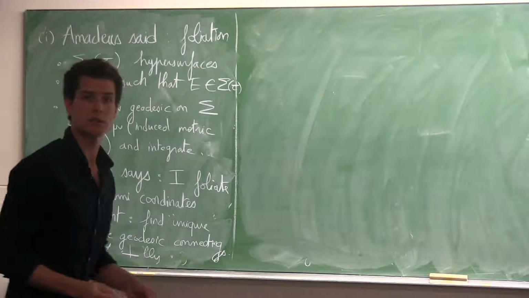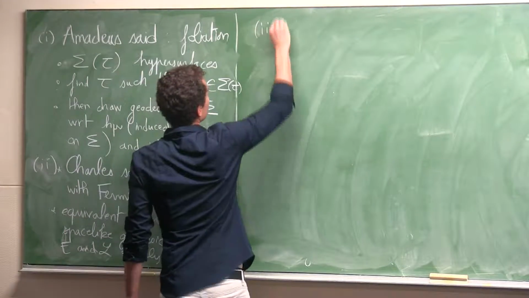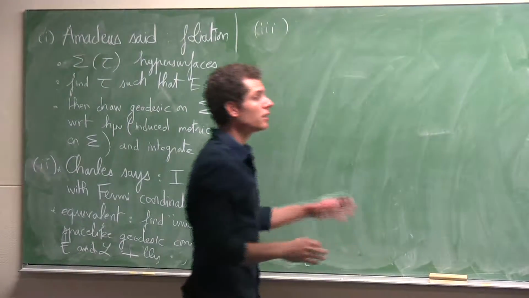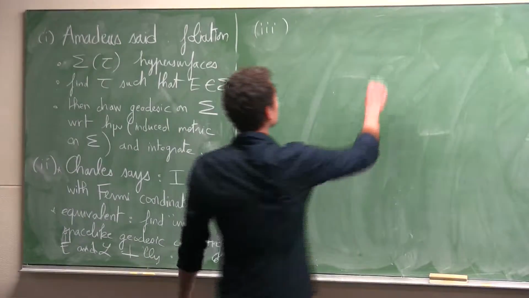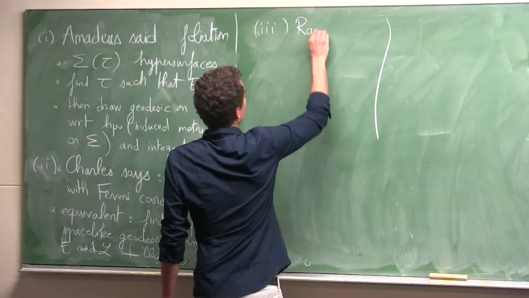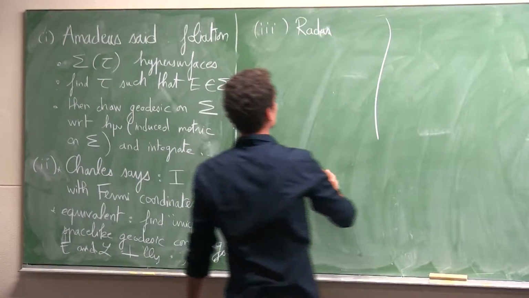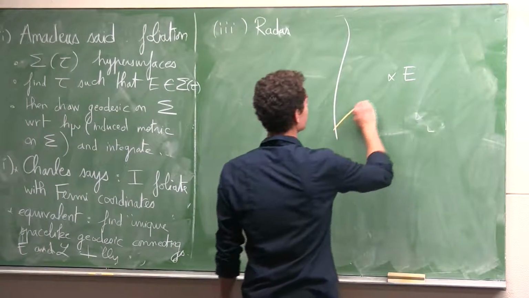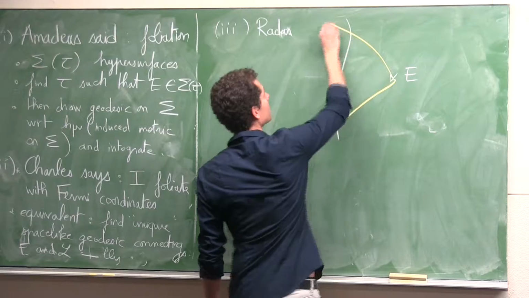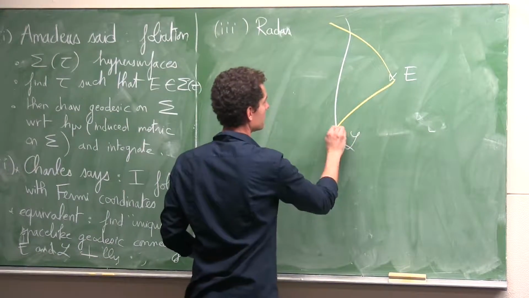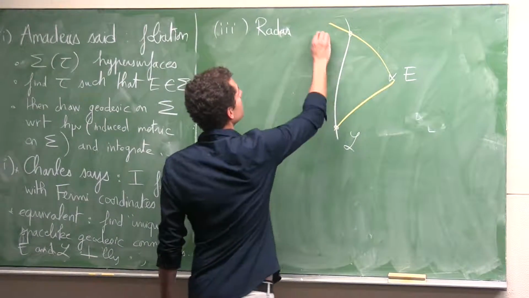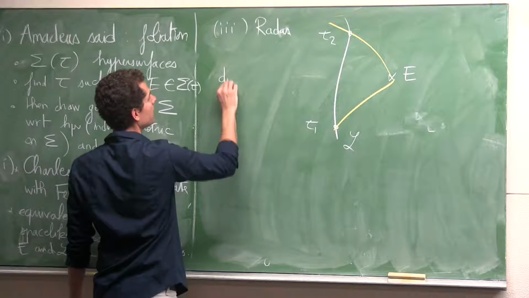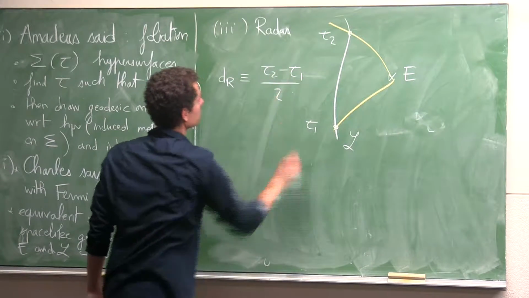We can give at least two others. There is the radar distance. So in this case, I consider not space-like geodesics, but null geodesics. I have an event. I consider the light rays that are connecting the event to the past null cone and the future null cone of this world line. I say this is proper time tau 1, proper time tau 2. And I would define D radar as tau 2 minus tau 1 divided by 2. That's another way.